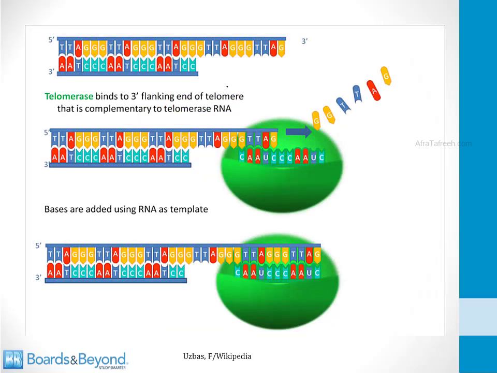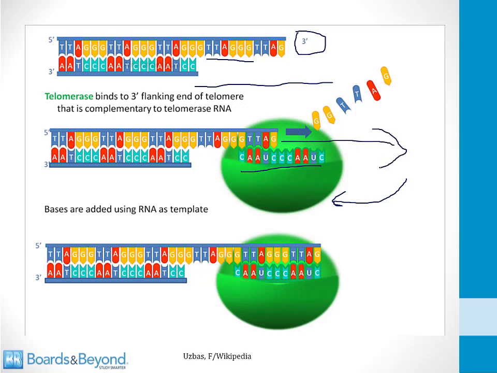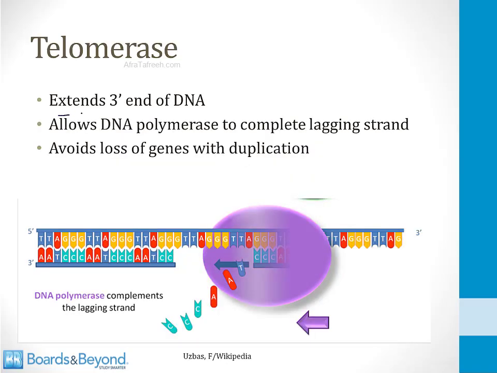So here's a picture to make this more clear. This is the telomere. This is the end of the chromosome here. You can see that it has TTAGG sequences near its 3' end. So this is where telomerase will come in and bind. Telomerase has an RNA template as part of the enzyme, which can bind to the telomere and then begin to extend the end of the telomere in this direction. Once it's extended the 3' end of DNA, DNA polymerase can come in and complete synthesis of the lagging strand in this direction. And this avoids loss of genetic material with duplication.